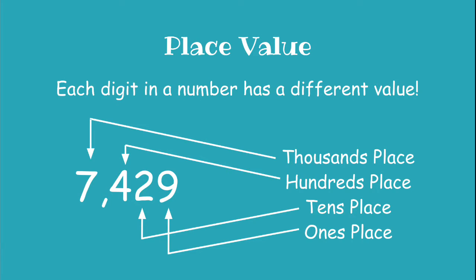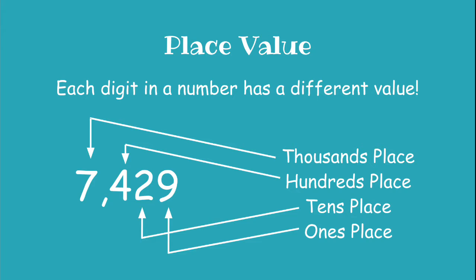Let's start with the ones place. The ones place is always on the far right. This is the number 9 in the number 7,429. The second one from the right is the tens place, or the number 2 in this number. The hundreds place is the third one from the right, number 4, and the thousands place is the fourth from the right, number 7.